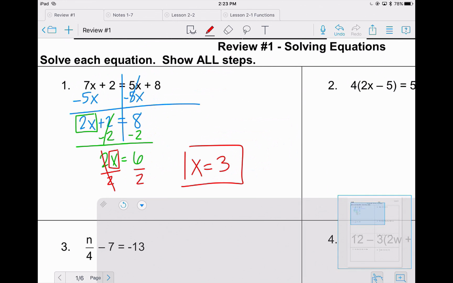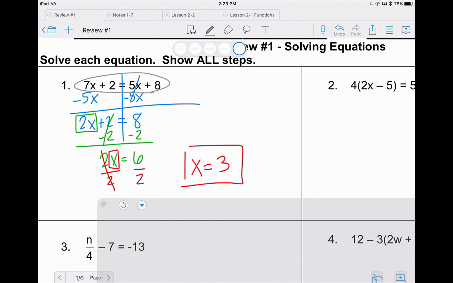To check, 7 times 3, plugging back in here. 7 times 3 is 21. 21 plus 2 is 23. On the right side, 5 times 3 is 15. 15 plus 8 is 23. So x equals 3 is my answer, and I make sure I box or draw arrows or put hearts or circles or something so my teacher knows where my answer is.